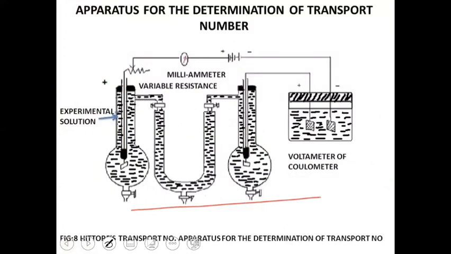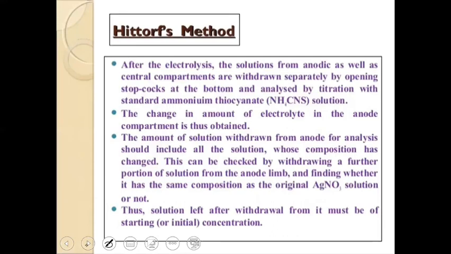And what is the procedure? Here, the apparatus is filled with silver nitrate. Why are we filling the silver nitrate? To determine the silver ion, Ag plus, transport number. Then what is the method here?